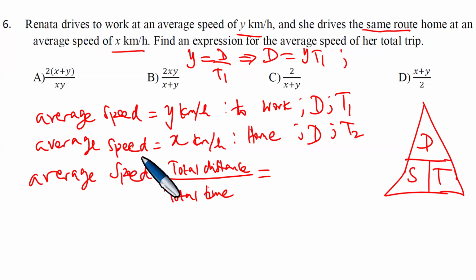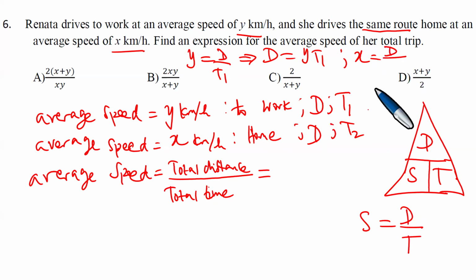When traveling back home, it travels at this speed, because the formula is that speed equals distance over time. So at this point, the speed is x, the distance is the same distance because it's the same route, and the time is t2. Now we make D the subject. So we solve for D and cross multiply, getting x t2. Right now, we're happy because we have the distance here.